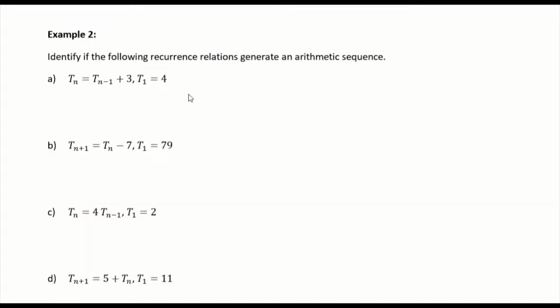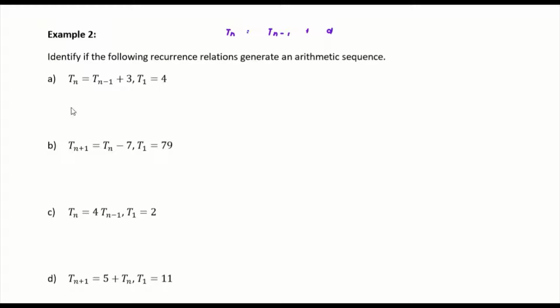Okay, so let's move on to example 2. Identify if the following recurrence relations generate an arithmetic sequence or not. It can refer to what we have just now. For all arithmetic sequences, they will have a general recurrence relation, that is Tn equals Tn minus 1 plus D.